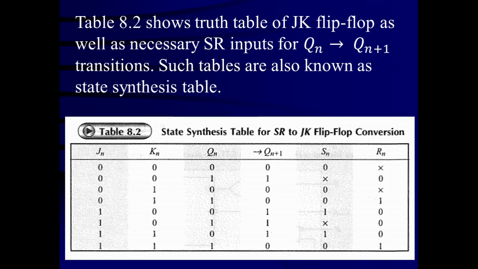This table shows the truth table of the JK flip-flop as well as the necessary condition for SR input for Qn to Qn plus 1 transition. That means the excitation table of the SR flip-flop as well as the inputs for the JK flip-flop to make a transition from Qn to Qn plus 1 is known as the state synthesis table.